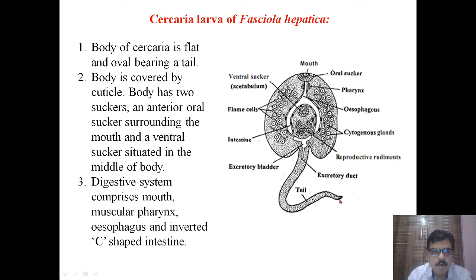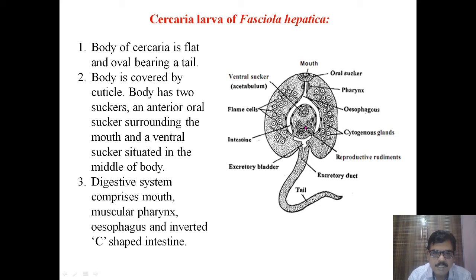long tail. The body is covered with what? The cuticle. The body has two suckers, an anterior oral sucker surrounding the mouth, and a ventral sucker situated in the middle of the body, which we call the acetabulum. Means the Cercaria larva has how many suckers? Two. One at the anterior end, which we call the oral sucker, and another situated in the middle of the body, called the ventral sucker or the acetabulum.